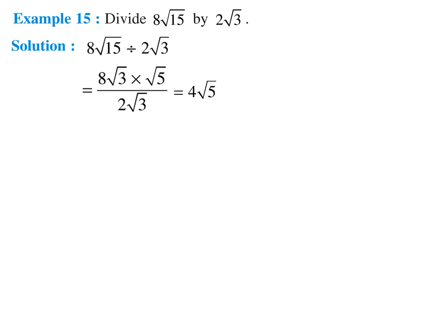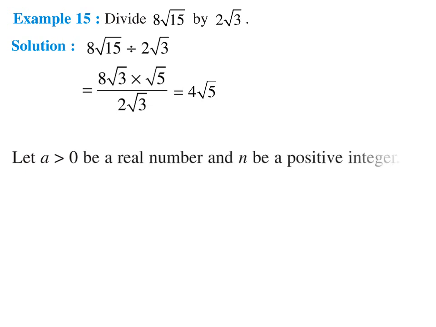So my final answer will become 4 root 5. So here one property is happening for the root function. What is the property? Let a be any positive real number, because it is greater than 0, and n be a positive integer, 1, 2, 3, 4, like this. So if nth root of a equals b, then b to the power n equals a.